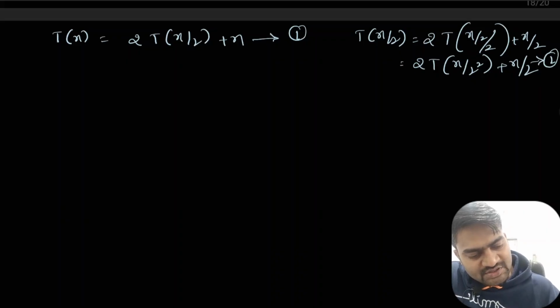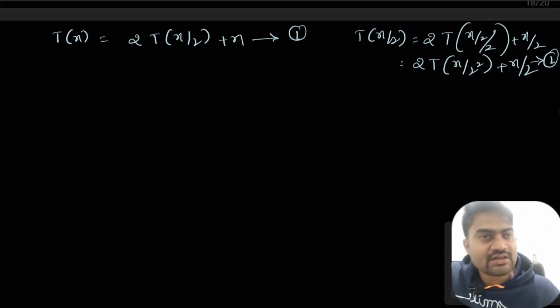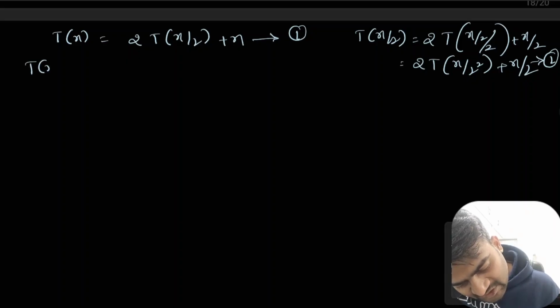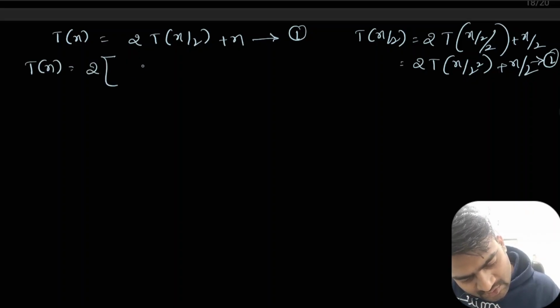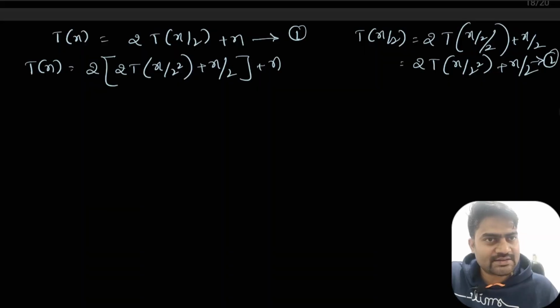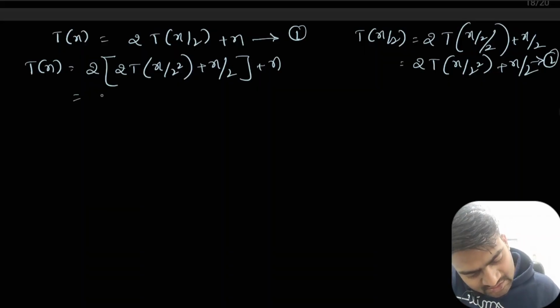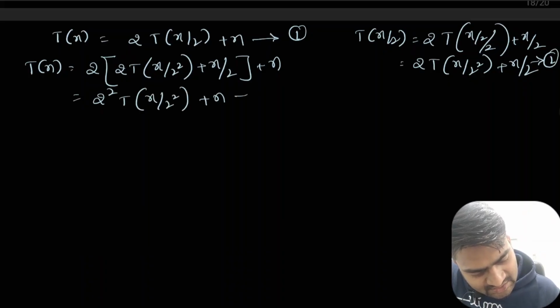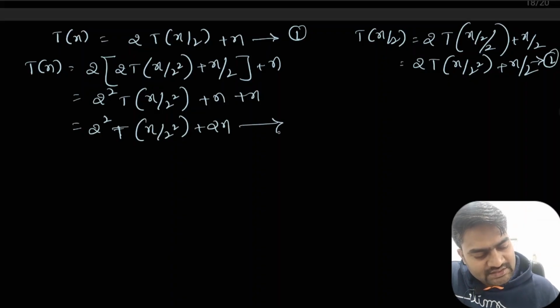Now I'll substitute my second equation in my first equation. So my Tn will be 2 into 2t of n by 2 square plus n by 2 plus n. Okay. Now it will be 2 square t of n by 2 square, plus 2 gets cancelled. It is going to be n plus n. So it is 2 square t n by 2 square plus 2n. I will call this my third equation.